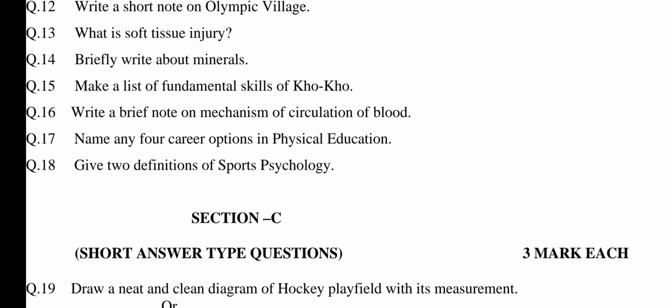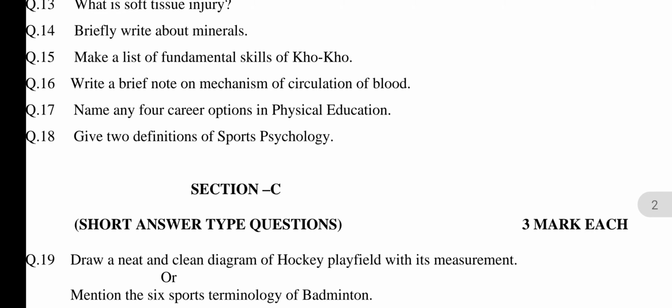Question number 13. What is a soft tissue injury? This question is related to chapter number 10, common sports injuries and rehabilitation. The answer may be: the most common soft tissue injuries are muscles, tendons and ligaments. These injuries often occur during sports and exercise activities. Sprains, strains and contusions are common soft tissue injuries.